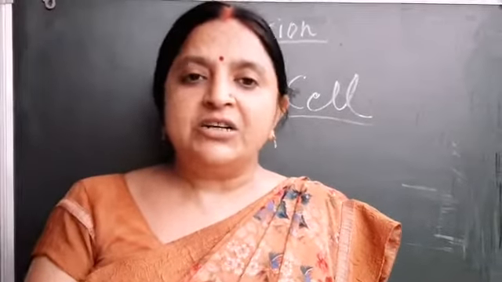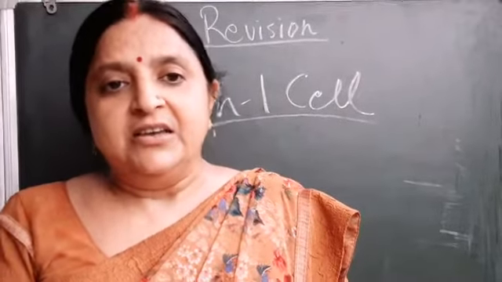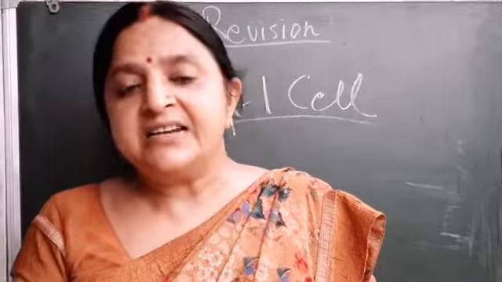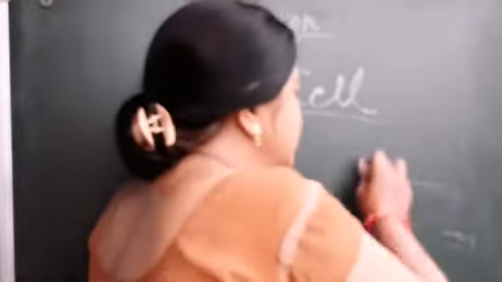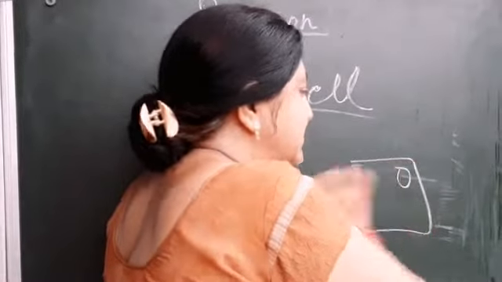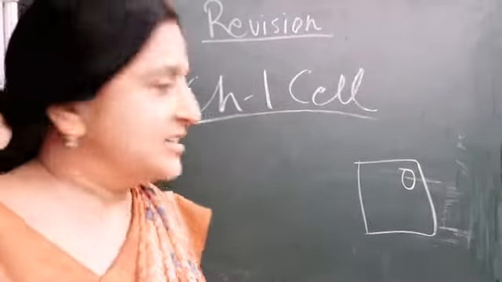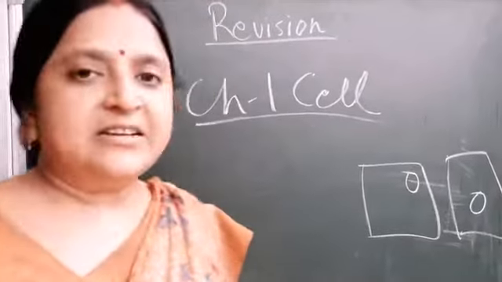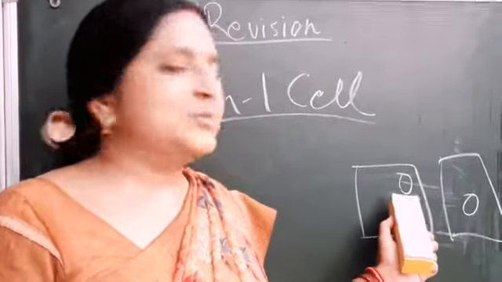Now the next and very important organelle of the cell is the nucleus. The nucleus is acentric in plant cells and centric in animal cells. Acentric means it is not present in the center of the cell. It is present anywhere in the cell, not in the center. This is the meaning of acentric. And if the nucleus is present in the center, it is called centric. In an animal cell, the nucleus is present like this, and in a plant cell, it is present like this.